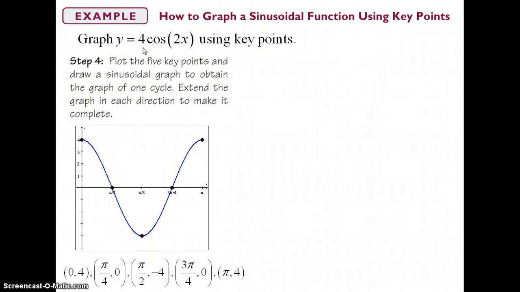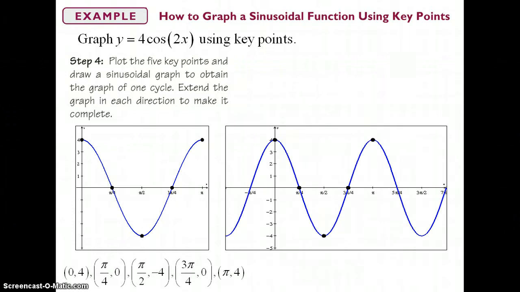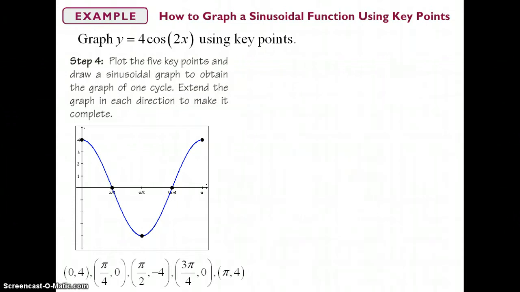You don't even need to actually find the amplitude. You do eventually, but if you plug in 0, you get 4. When you plug in pi over 4, you get 0. When you plug in pi over 2, you get negative 4. Plug in 3 pi over 4, you get 0. And you plug pi in, and you get 4. And you just connect the dots. It's as simple as that. And if you want to extend it, fine, but I really only need you to do that right there. Graph that using key points.